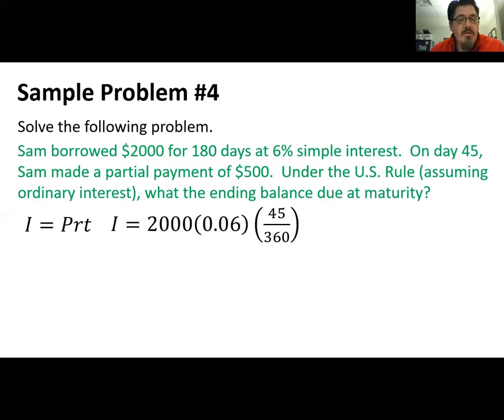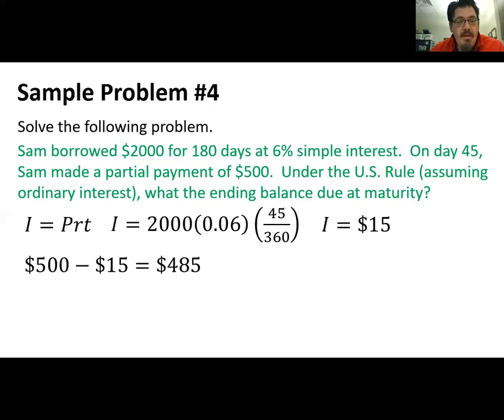So to calculate the interest, we use the simple interest formula: 2,000 times 0.06, 6% written as a decimal, and again, 45 out of 360 since it's ordinary interest. And so we get interest of $15. So what that means is, of the $500 that Sam paid, $15 of that is going to go towards the interest that has accrued.